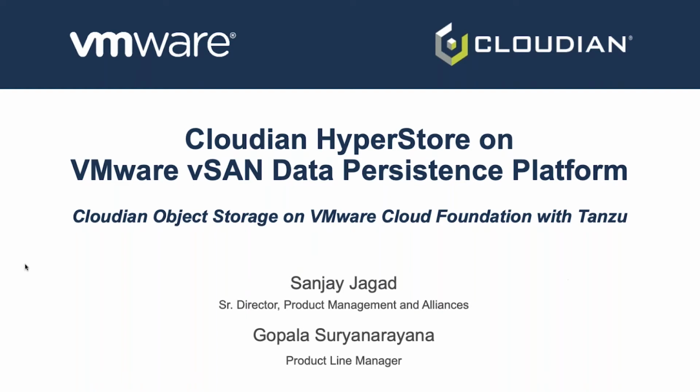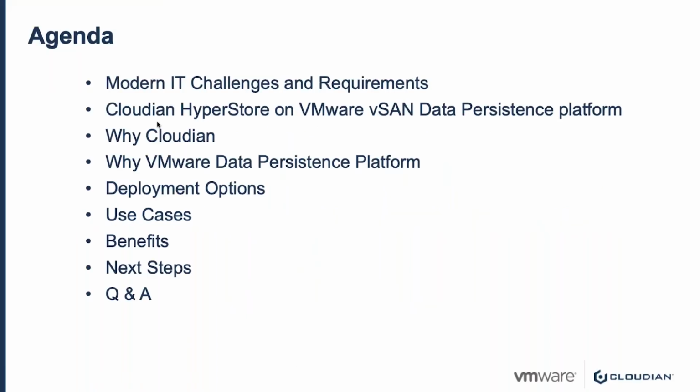We have a full pack agenda for us to talk about today. We're going to start off with talking about the challenges around the modern IT and the requirements, and then we'll jump into the Cloudian Hyperstore on VMware vSAN Data Persistence Platform solution. We'll just briefly talk about why Cloudian and then why VMware Data Persistence Platform. We'll give you an overview of different options that you have around deployments and use cases, and then we'll sum it up with benefits. We do definitely want to take some time for the questions. So without any further delays, let's get started.